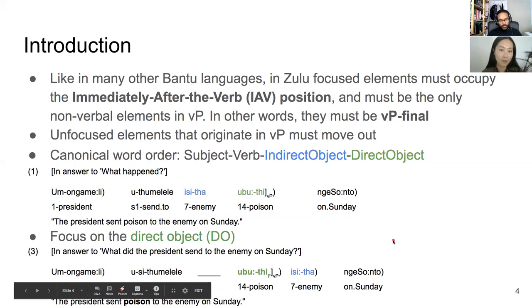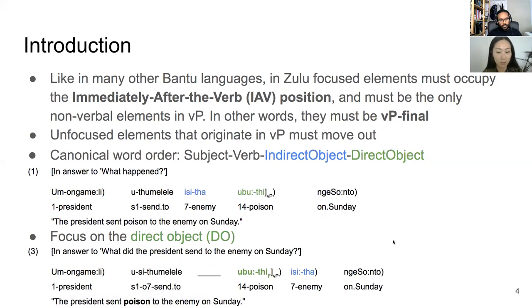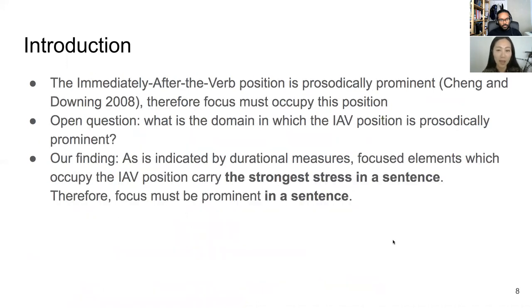When we focus on the direct object as in 3, the indirect object then moves out of VP, which is isita. And this again is indicated by the object marker on the verb, which agrees in class 7, with the displaced indirect object. And the indirect object also gets penultimate vowel lengthening. To account for these facts, Chung and Downing proposed that the immediately after the verb position is prosodically prominent. Therefore, focus must occupy this position.